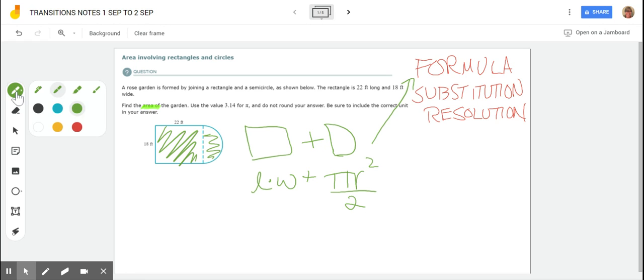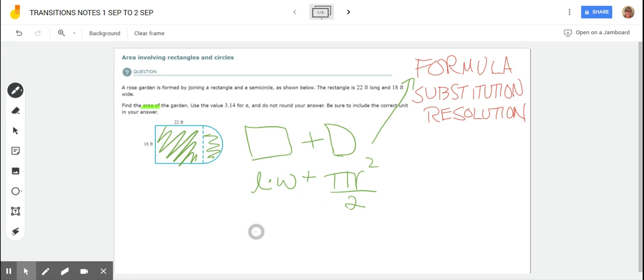Now all you do is substitute values in. That's it. What's the length? They told you 22. What's the width? 18, plus 3.14. They told you to use 3.14. I'm sorry, this looks so ugly. I can't handle it. I have to redo it. I'm going to write it smaller, I guess.